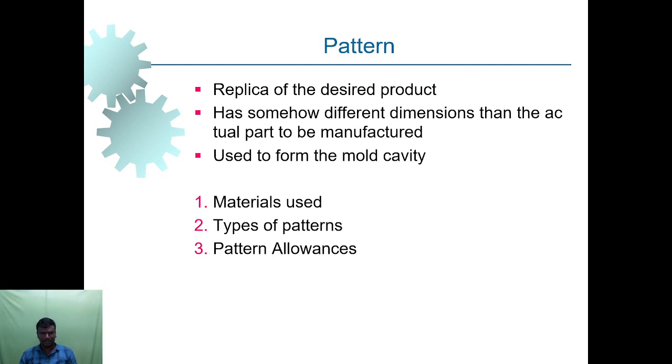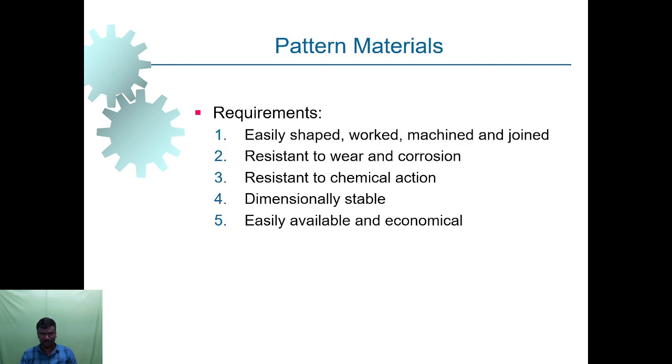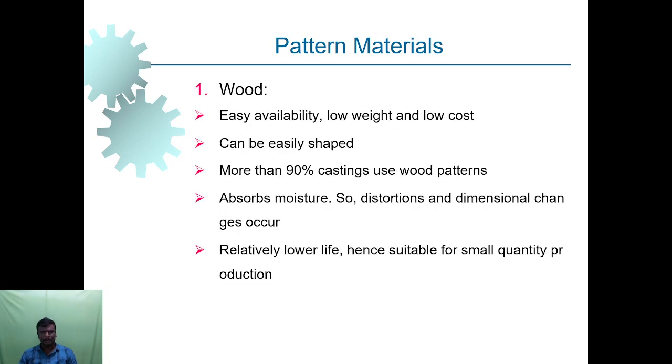First, materials used, next, types of patterns and pattern allowances. In pattern materials, what requirements are needed? Easily shaped, worked, machined or joined; resistant to wear and corrosion; resistant to chemical action; dimensionally stable; easily available and economical. The first pattern material is wood.